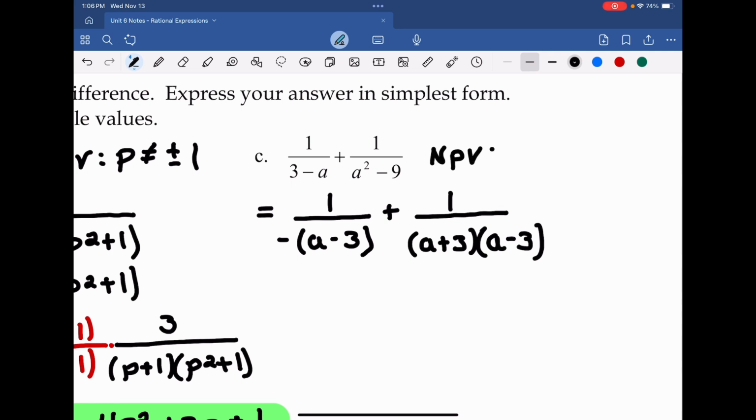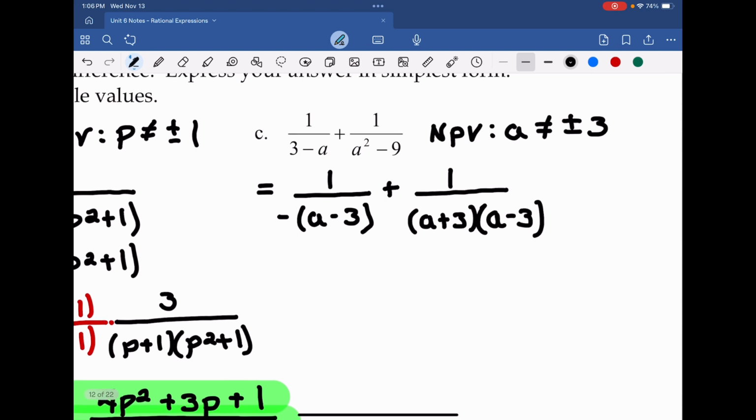All right, so now we're going to go MPVs. A cannot equal, because in this situation, instead of x's, we have a's, plus or minus 3. If it's plus or minus 3, that's going to take away these denominators, and we don't want that because then it's going to create undefined fractions, which we don't want.